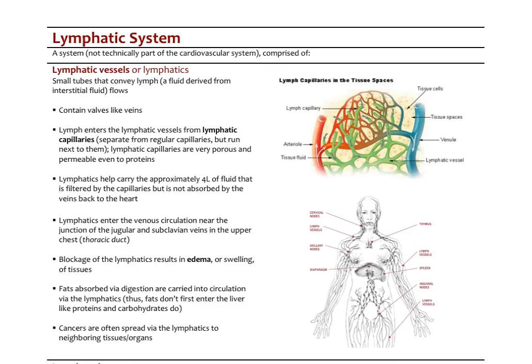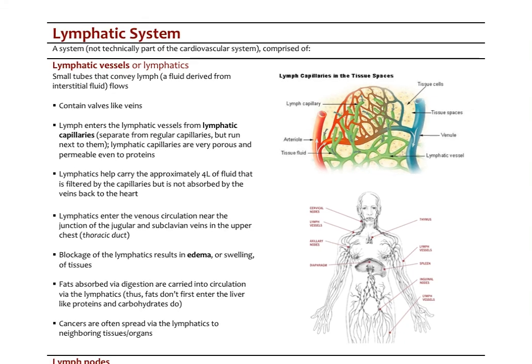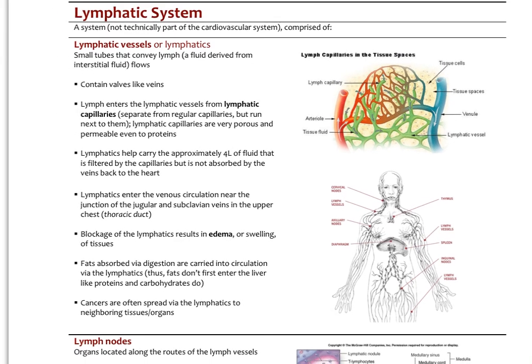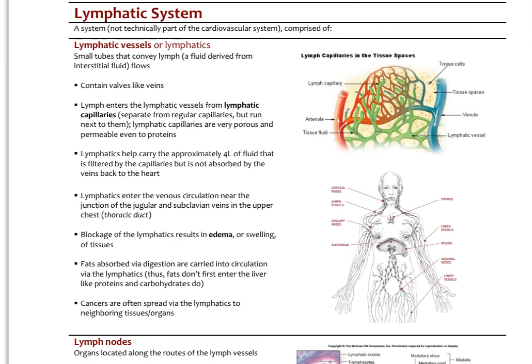Finally, I just want to say a few words about the lymphatic system. It's not technically part of the cardiovascular system, but it's comprised of lymphatic vessels, or lymphatics. They're small tubes of endothelium that convey lymph, a fluid that's really derived from interstitial fluid. It usually has a lot more protein in it than plasma. The lymphatics actually have valves, just like veins, and the lymph enters the lymphatic vessels from lymphatic capillaries.